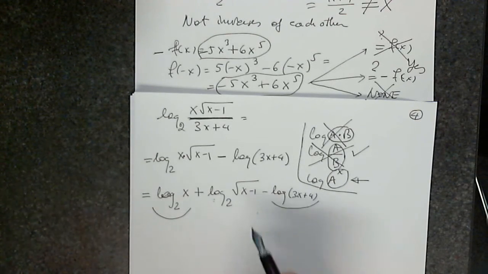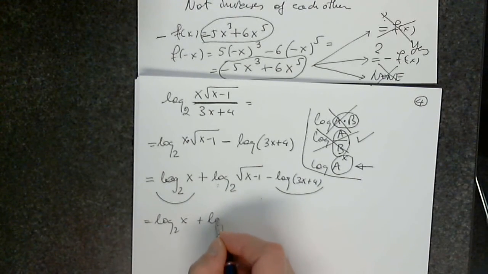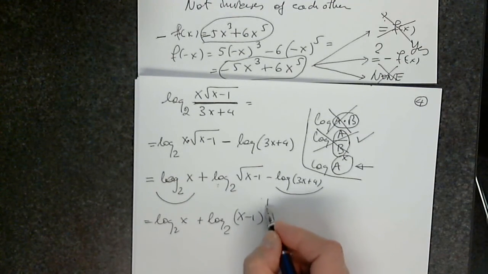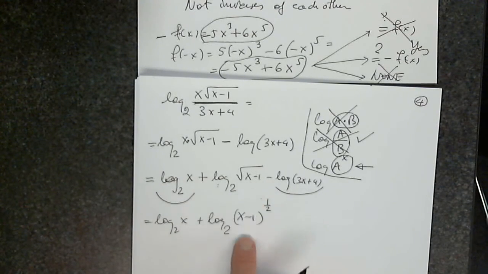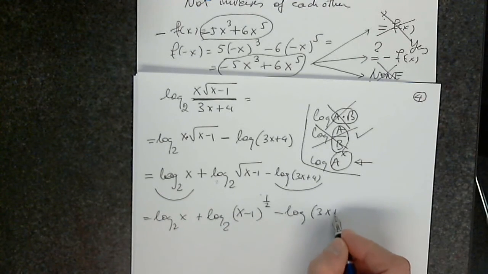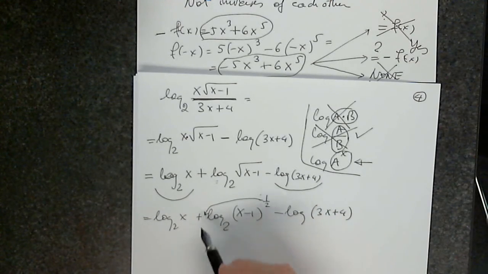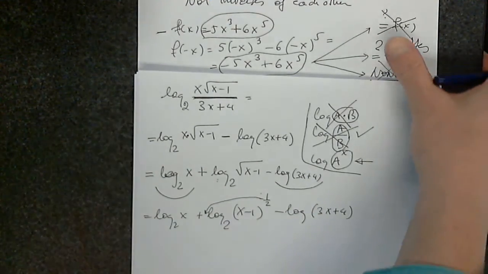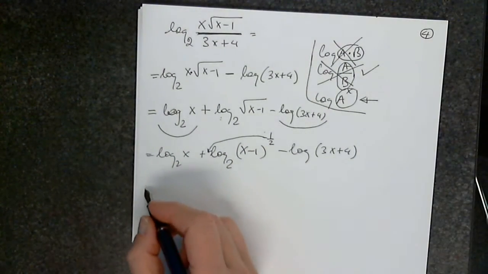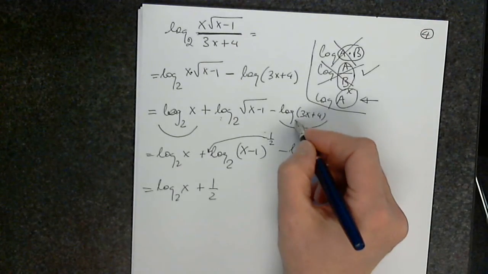Because yes, x minus 1 is raised to power 1/2 if I look at the square root, right? The square root means power 1/2. So if you want to rewrite it, you can. Log base 2 of x plus log base 2 of x minus 1 raised to power 1/2. This is the same thing with the square root, right? Okay. And then minus log 3x plus 4. So the only thing is I have to use this power rule where the power becomes a factor, which means multiplies log. So you don't have to put log base 2 for the second part, you're just putting log, okay.